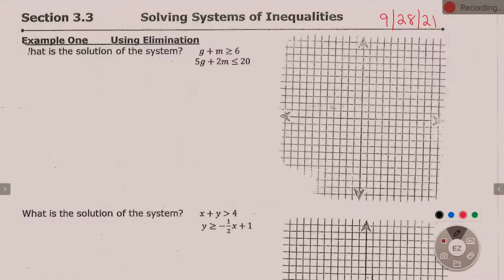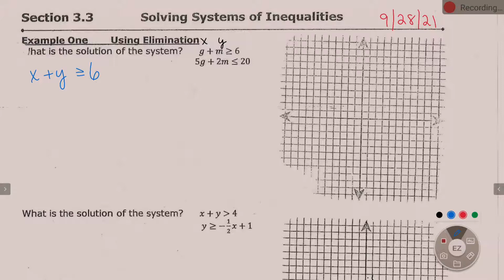Okay, what can we think of instead? X and Y. Yeah, you can think of this as X and Y if you want. So G is X then? Yes, and when I say that, think alphabetically. G comes before M alphabetically, X comes before Y alphabetically, pair them up that way. So as we look at this first one, I'm going to think X plus Y greater than or equal to 6. Does that work?